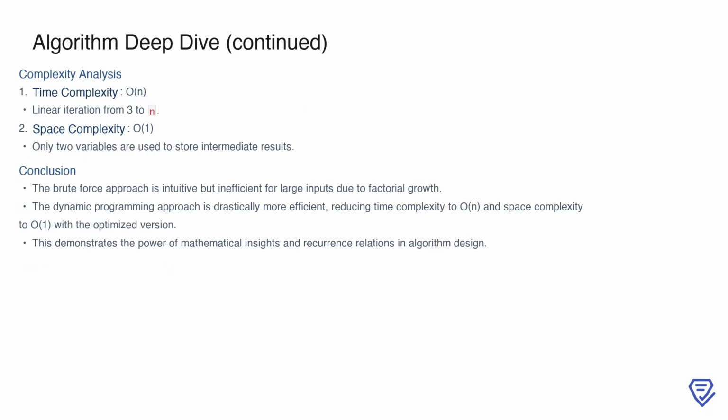The optimized dynamic programming solution has a time complexity of O(n), as we compute the result with a single loop from 3 to n. Its space complexity is O(1), since we only store two intermediate values at any given time.